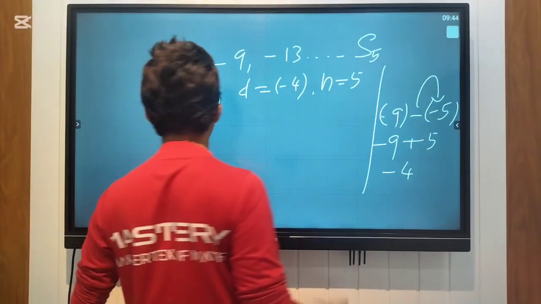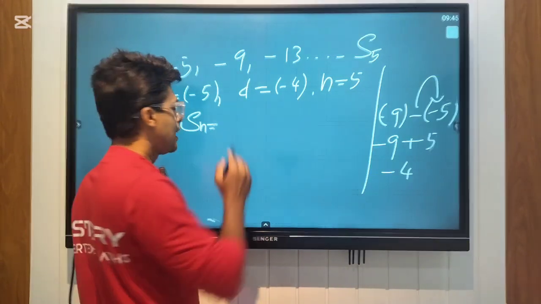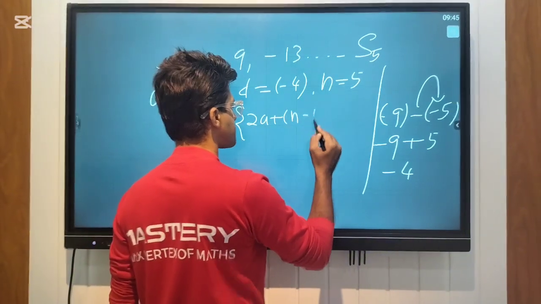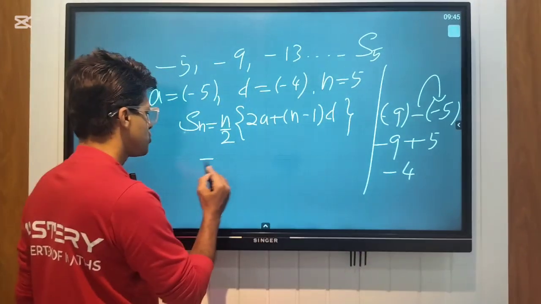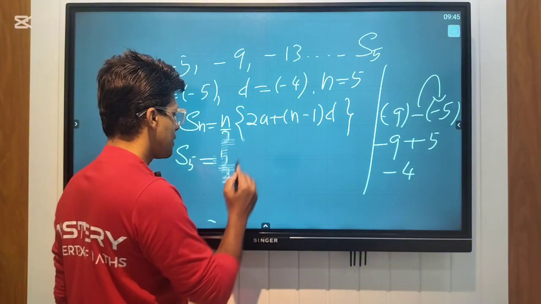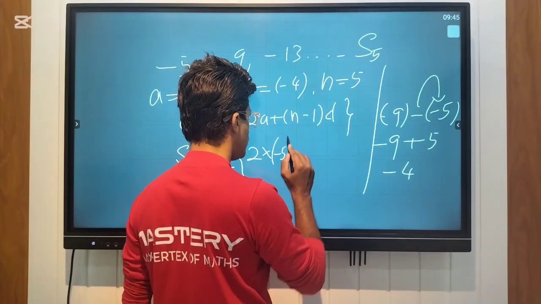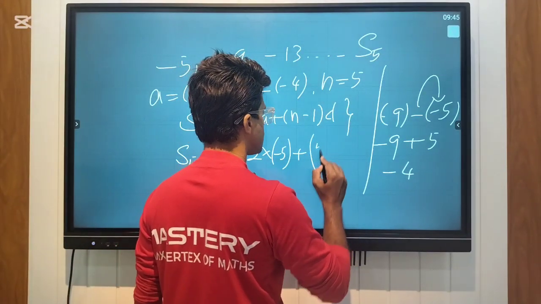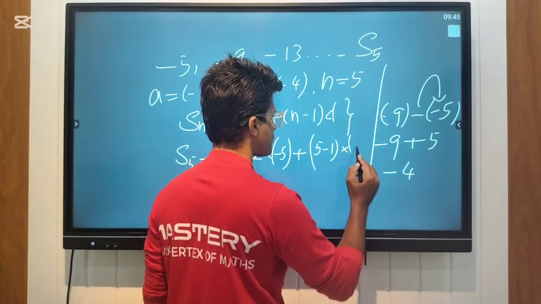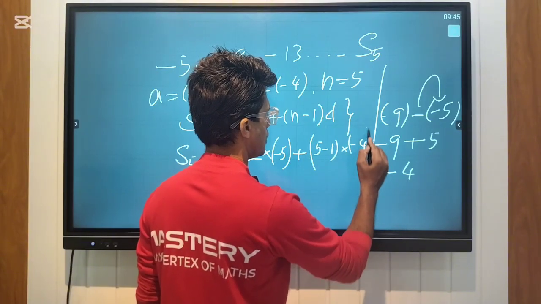Let's calculate the sum of the n terms of this arithmetic progression. Sn equals n by 2 times 2a plus n minus 1 times d. Let's substitute these values. Then n equals 5, so 5 over 2, then 2a means 2 times a, and a equals minus 5. Then n minus 1 is 5 minus 1, times d, where d equals minus 4.